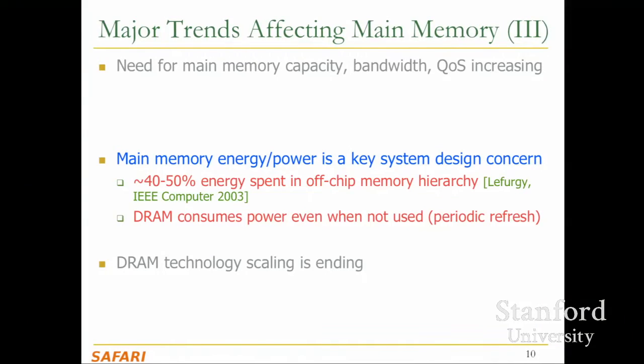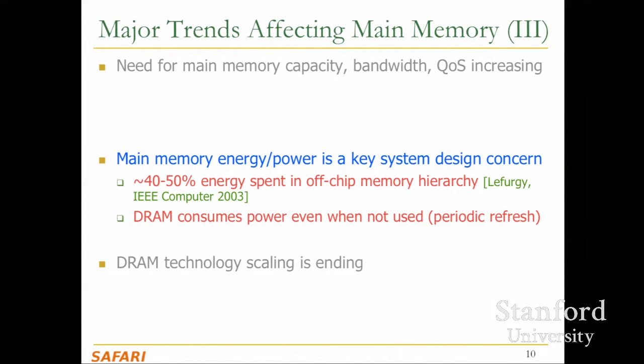The second major system trend in memory is that energy and power are a key system design concern. This has been the case for a while, except it's getting much worse today. There's a really nice paper by Charles Lefurgy and others at IBM Research where they published real data from IBM big iron systems in 2003. They showed that approximately 40 to 50% of the entire system energy in these big iron systems is spent on the off-chip memory hierarchy, including the off-chip interconnect, off-chip caches, off-chip DRAM, and off-chip storage. And that's a big fraction.